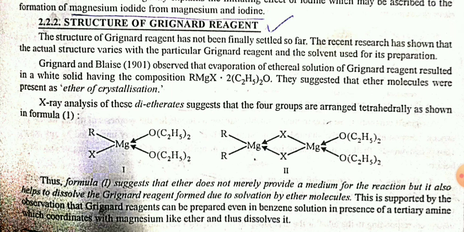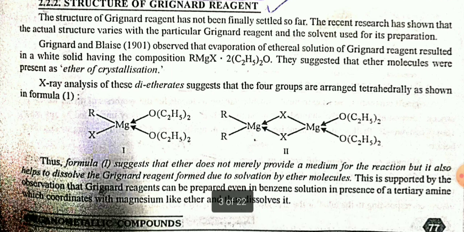Heading 2.2.2 Structure of Grignard reagent. The structure of Grignard reagent has not been finally settled so far. Recent research has shown that the actual structure varies with the particular Grignard reagent and the solvent used for its preparation. Grignard and Blaise, 1901, observed that evaporation of ethereal solution of Grignard reagent resulted in a white solid having the composition RMgX.2(C2H5)2O. This suggested that ether molecules were present as ether of crystallization.